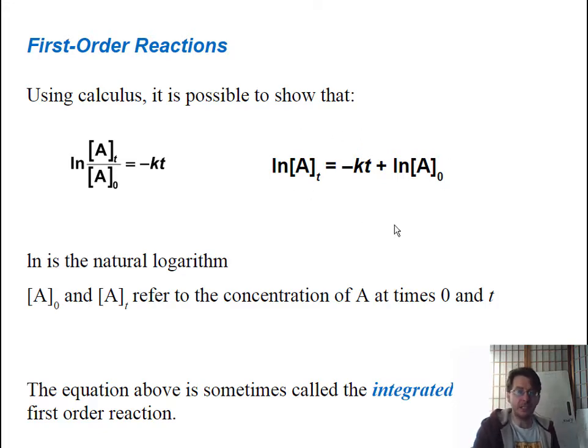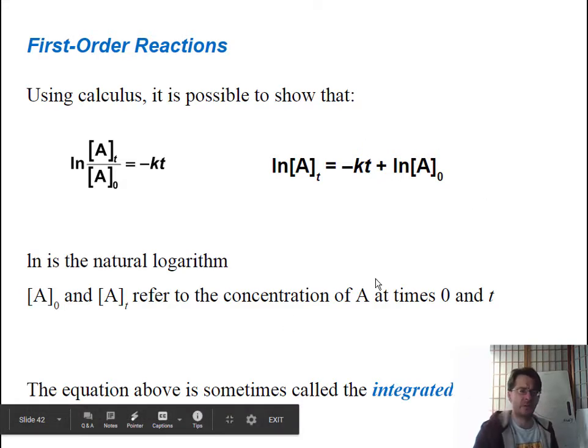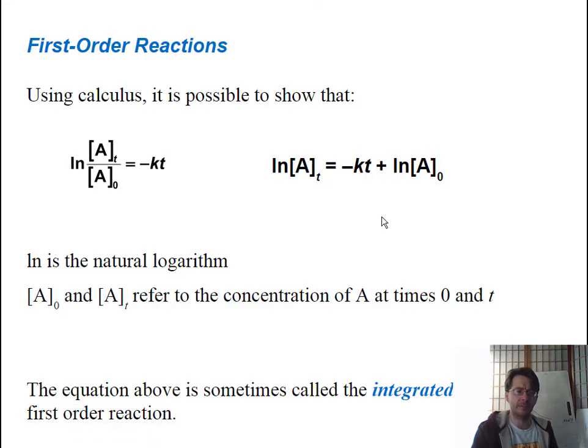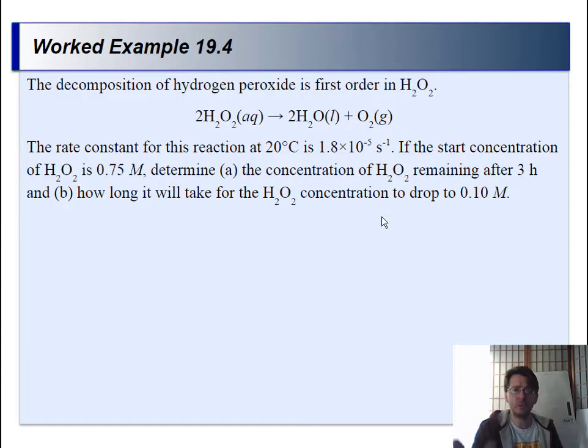This is actually a linear relationship, so if we plot the natural log of the concentration as a function of time, we can get a linear relationship and extract this information, but we're not going to do that. I'll show you that later just as an example, but we're not going to have time to do that. All right, so let's take a look at an example of this.